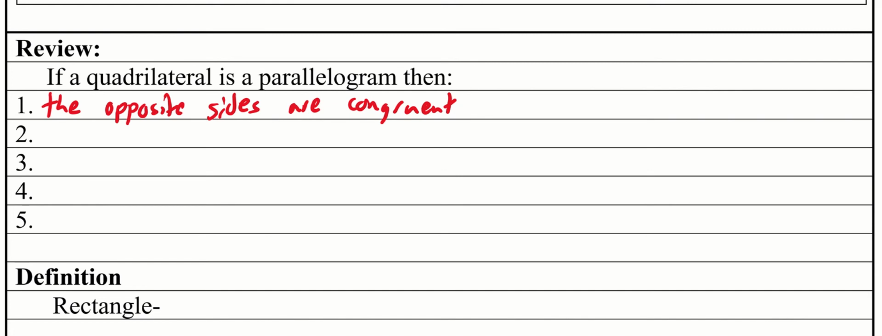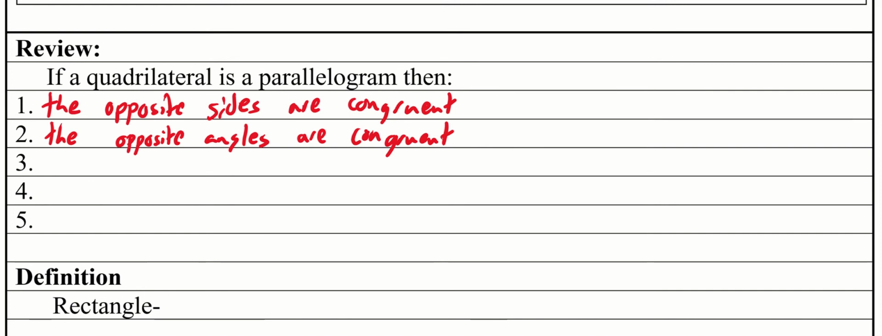Another property that we have is we talked about the angles as well. And we said the same thing applies to the angles. The opposite angles are also congruent. Okay, and this is all information that we talked about when we did our 7.2 notes. Okay, so those two things that we talked about.